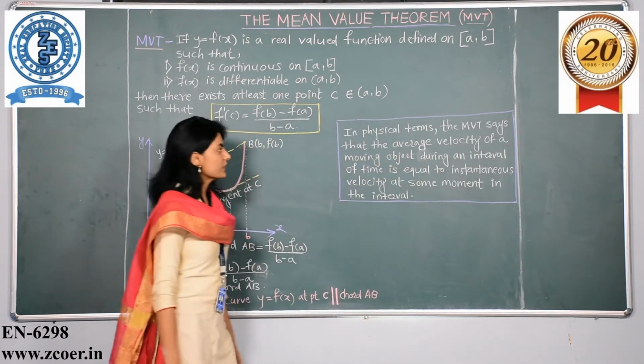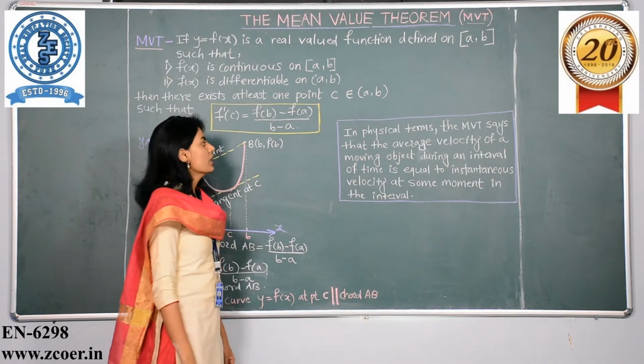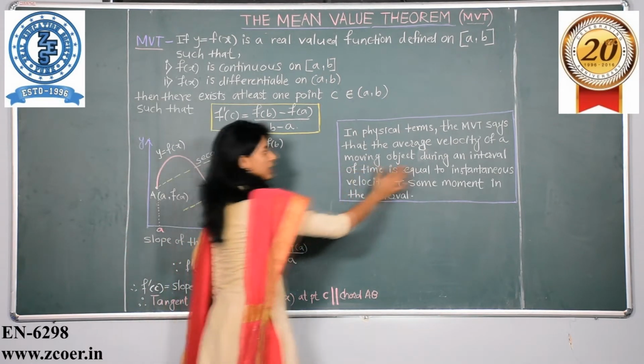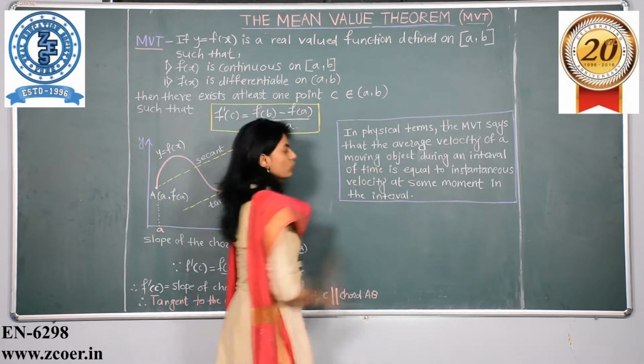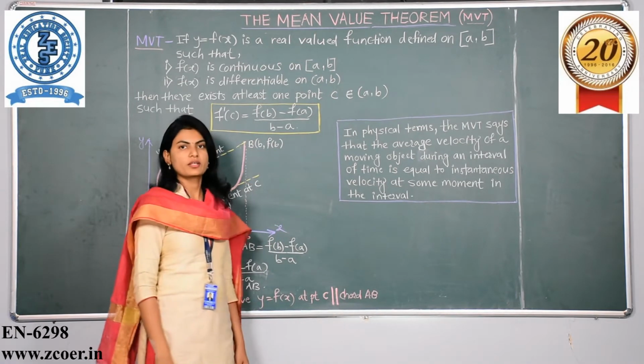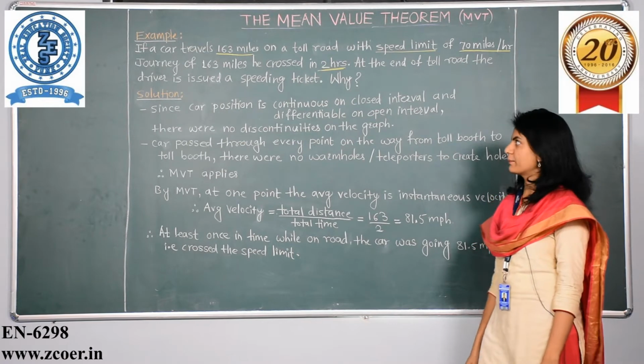So friends, in physical terms, the mean value theorem says that the average velocity of a moving object during an interval of time is equal to the instantaneous velocity at some moment in the interval. So we are going to see one example.